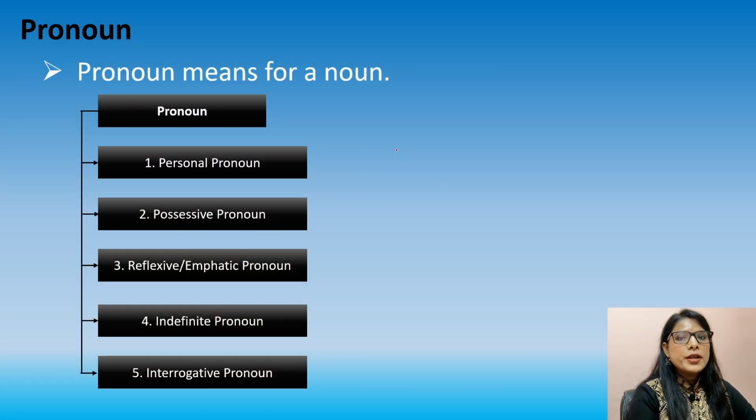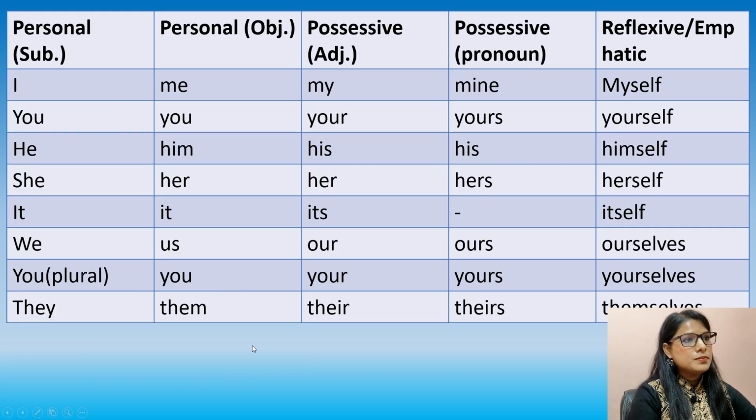So we have already learned about pronoun. What is pronoun? Pronoun is the word which we use for noun. So we have here 5 types of pronoun. First is personal pronoun, possessive pronoun, reflexive or emphatic pronoun, indefinite pronoun and interrogative pronoun.